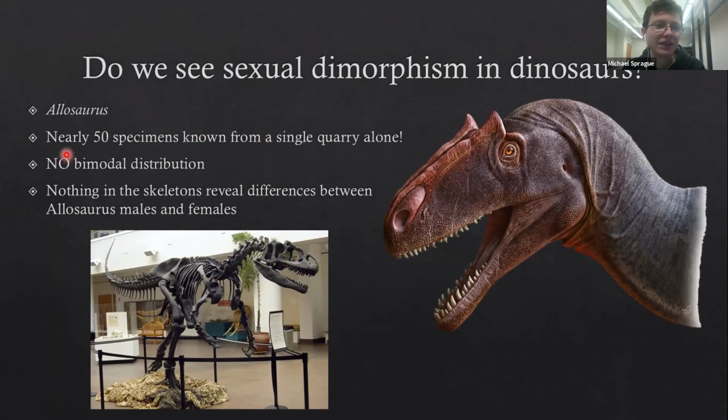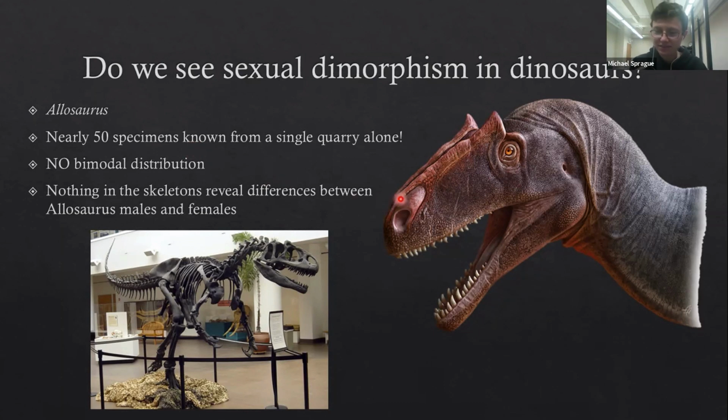But despite having so many specimens, we don't see a hint of bimodal distribution. We don't see a difference in size. We don't see a difference in the length of the skull. We don't see a difference in any crest or ornamentation on their heads. So there's no trace of sexual dimorphism in the skeletons of these animals.